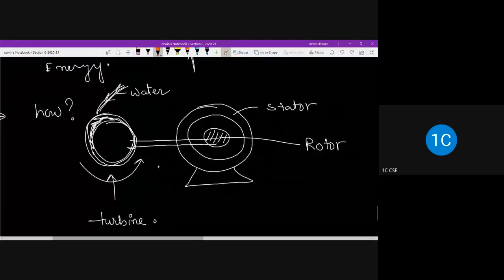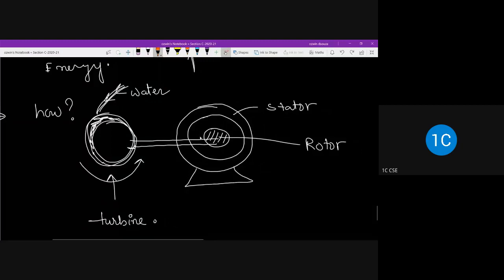When the turbine starts rotating, the rotor starts rotating. Now this rotor will have several electrical conductors, and these electrical conductors are under the influence of magnets. Some north and south pole I will represent. So north and south pole, they are magnets.